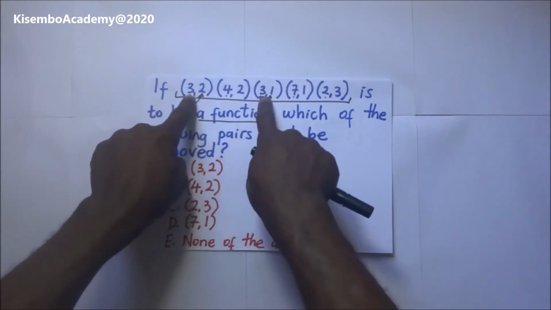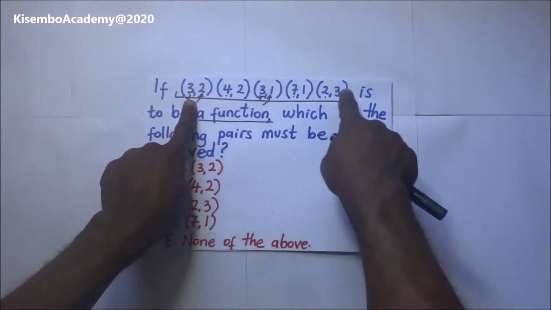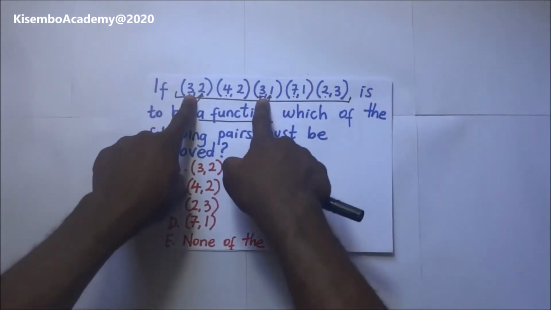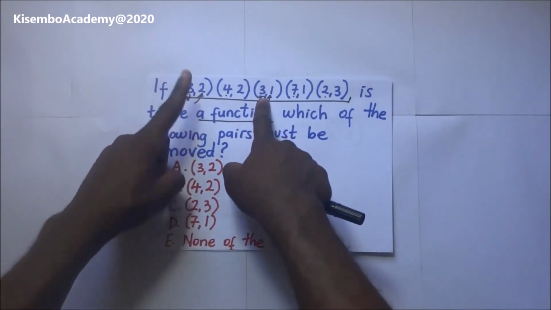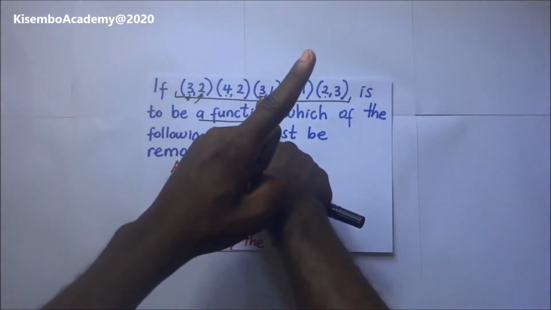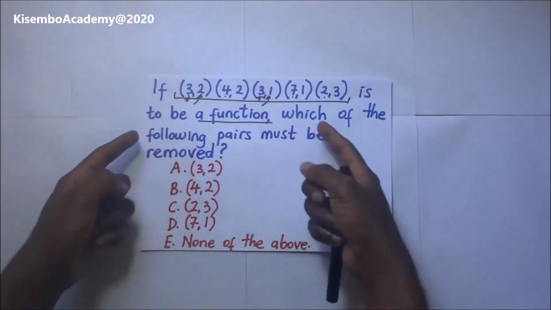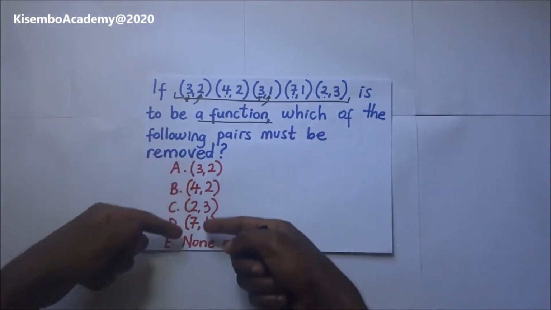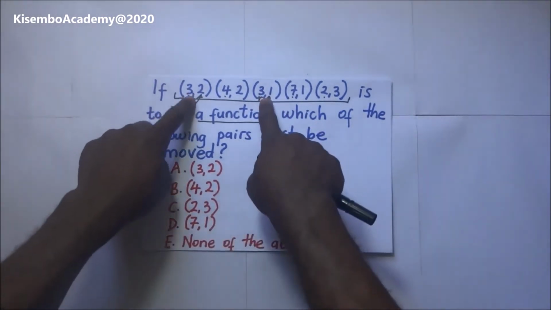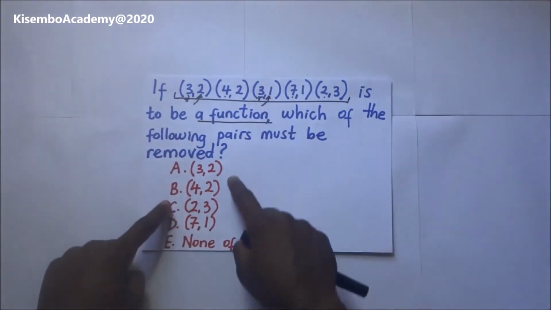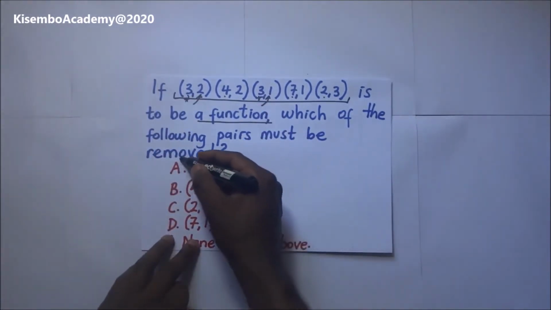If we get rid of one of these, it means that all the remaining ordered pairs will simply represent a function, because every input is corresponding to one output. So if we are to answer this question, if you look at these options on which of these to eliminate, our answer is definitely going to be A.